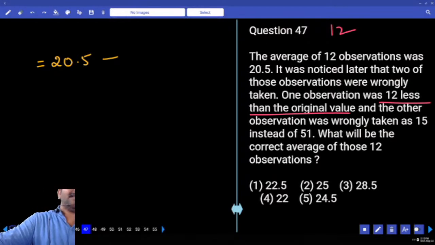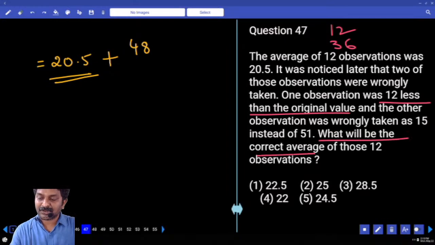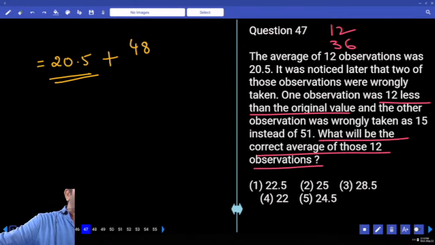Wrongly taken as 15 instead of 51. So the original marks are 51 but taken as 15. That means how many less marks were taken? 36. So to make it correct, we need to add. In the first case we need to add 12 marks, in the second 36. Both together, add: plus 48.